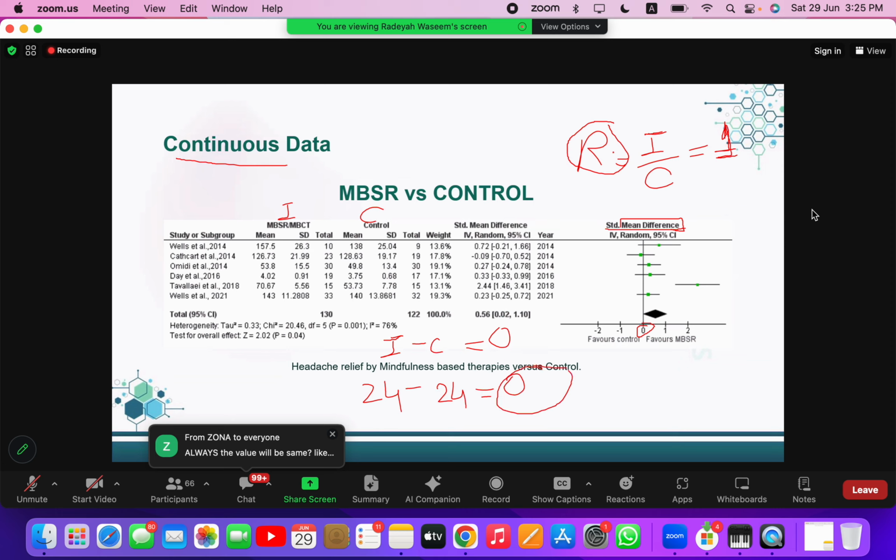So over here in dichotomous data, you are basically finding the division, the ratio, while in continuous data, you're having a subtraction. And in subtraction, when both values are the same, your answer is 0. Is this clear now?